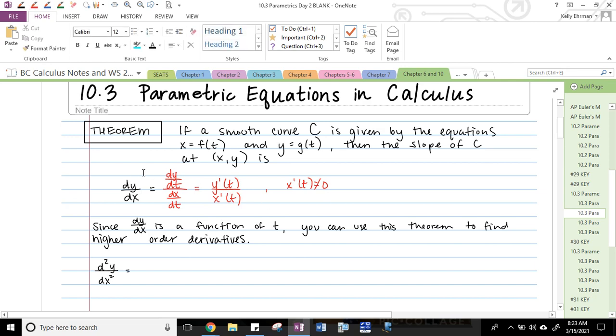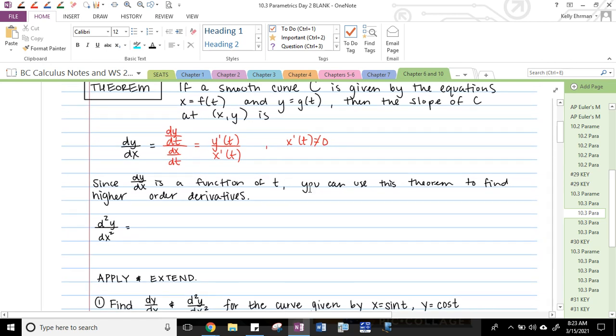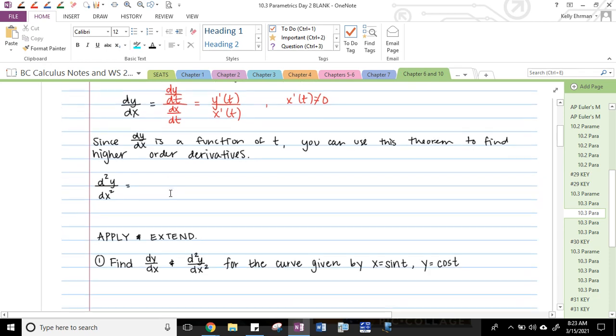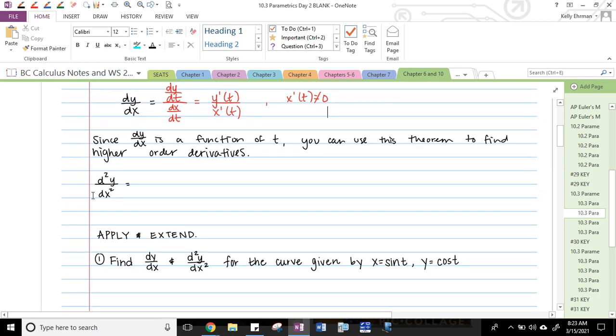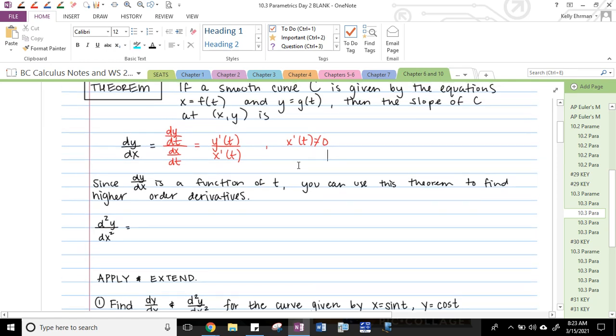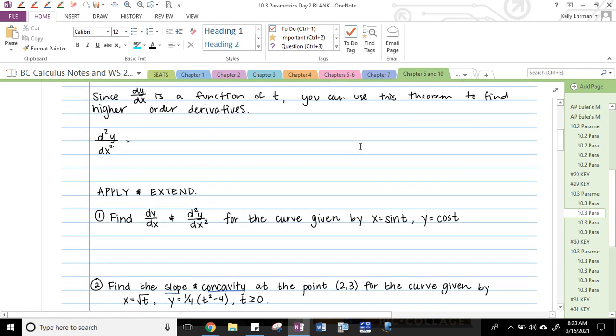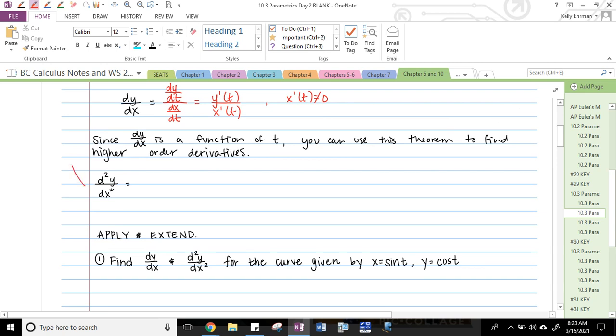And since we can find the first derivative, since that's a function of t, then we can use this theorem to find other derivatives, higher order derivatives. You'll usually just be asked to find the second order derivative. I can't think of having to go higher than that, but we could. So how do we do that? Let's write what it's not first. Unfortunately, the second derivative is not just the second derivative of y over the second derivative of x. I'm going to kind of show why that's true here.